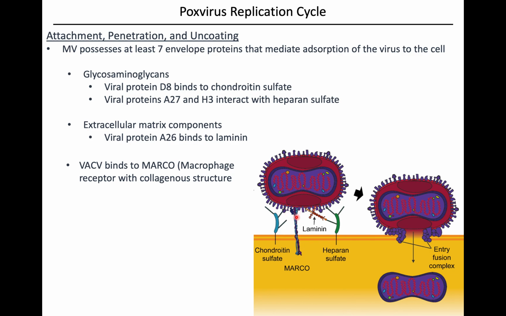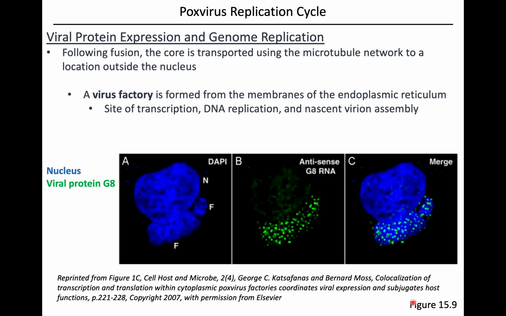But once that is bound, that's going to trigger the assembly of this whole fusion complex here, all the purple proteins you can see in that cartoon. And that's going to mediate basically fusion of the viral envelope with the plasma membrane, and is going to allow that dumbbell-shaped core to enter the cytoplasm of the cell. And so even though we said poxvirus does not need to enter the nucleus, it does immediately head toward the nucleus.